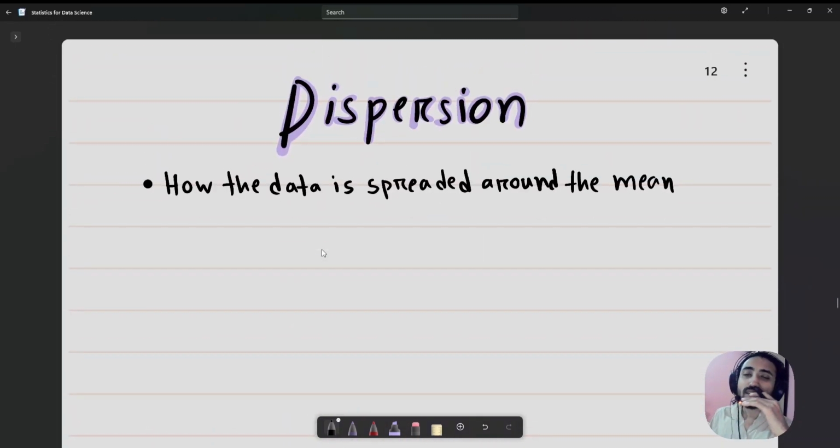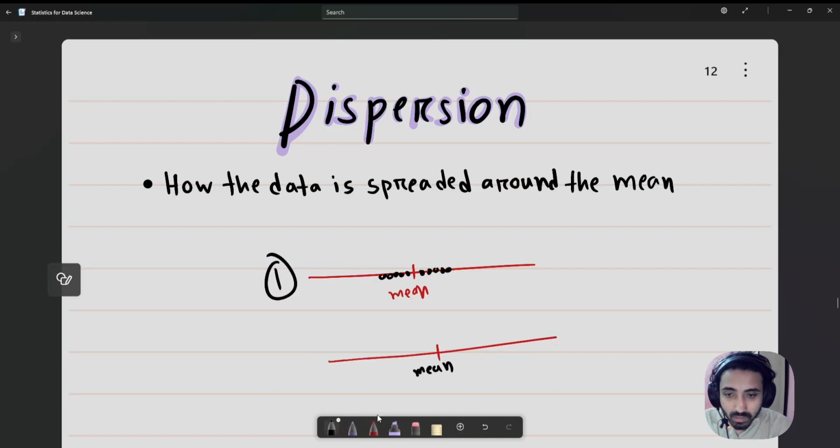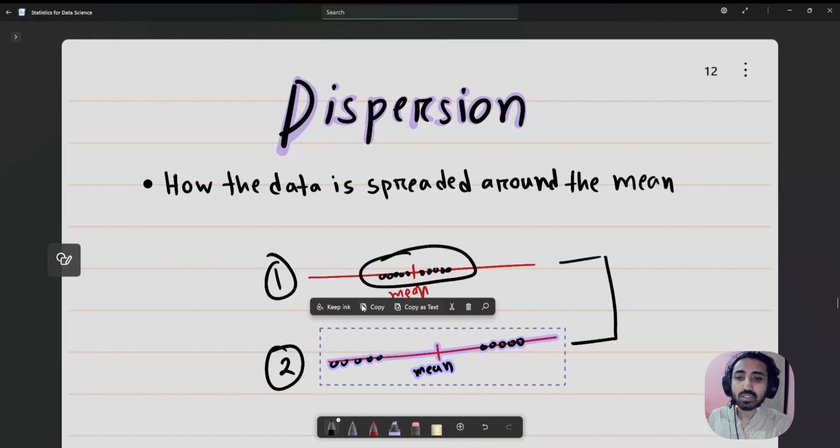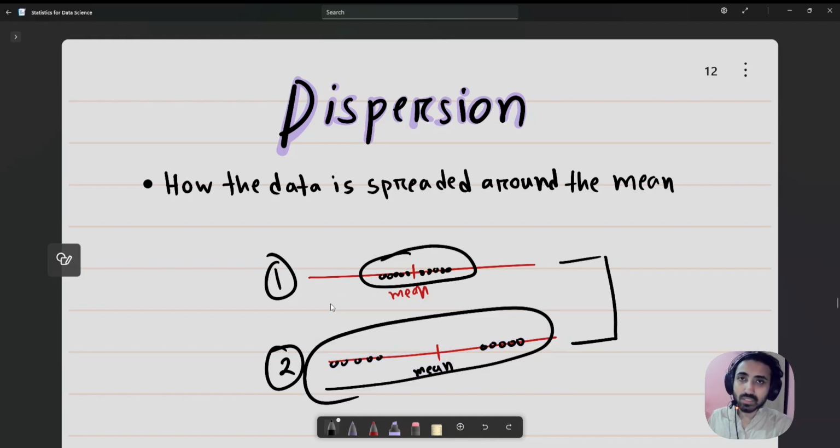So what is dispersion? Dispersion is how the data is spread around the mean. Suppose this is mean and the data are here. This is a spread, I'm calling it 1. And this is another spread and I'm calling it 2. So these two are certainly not the same. These data are closer to the mean and these data are far away from the mean. So there is certainly a significant difference in between these two. How do we measure it? That is why we need dispersion. And dispersion lets us measure how far your data is from the mean.